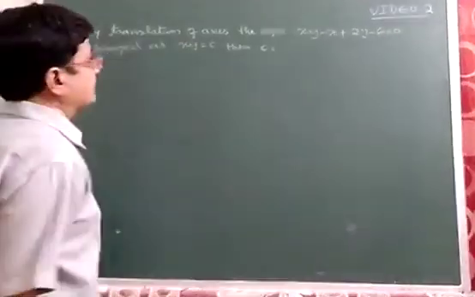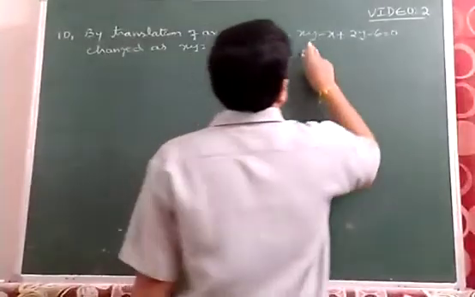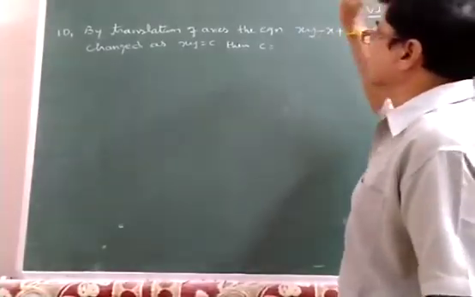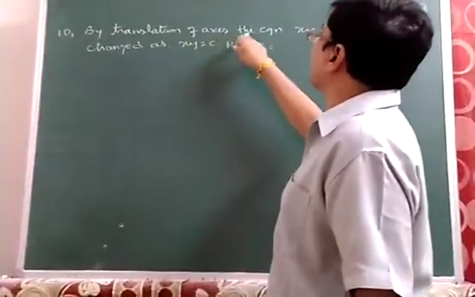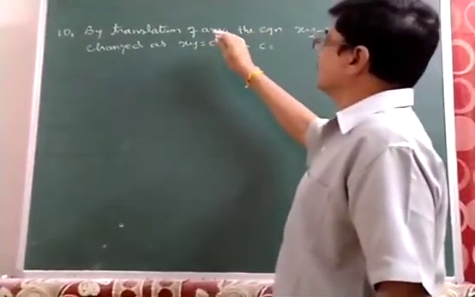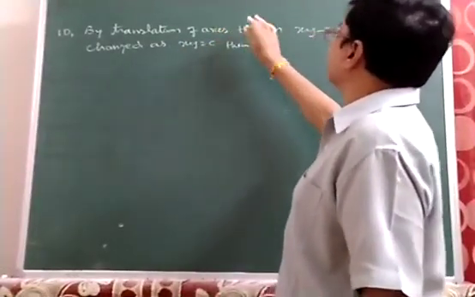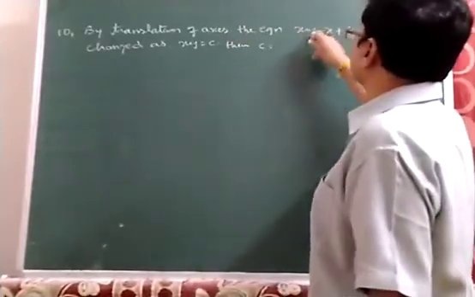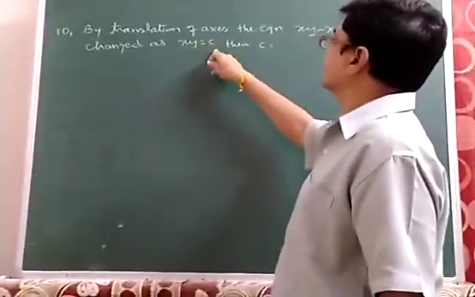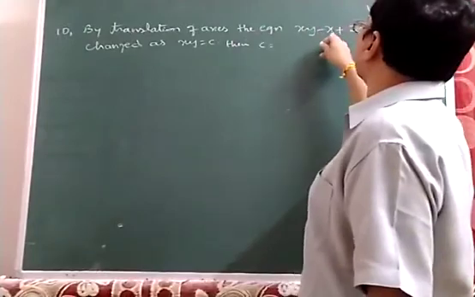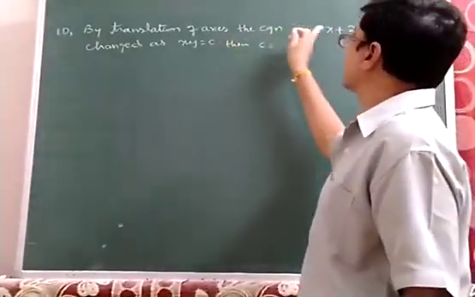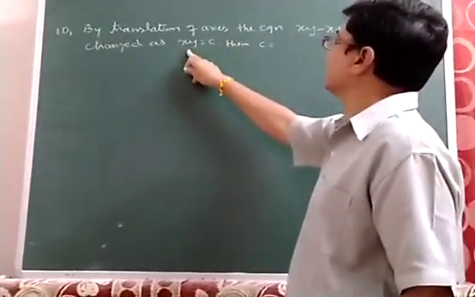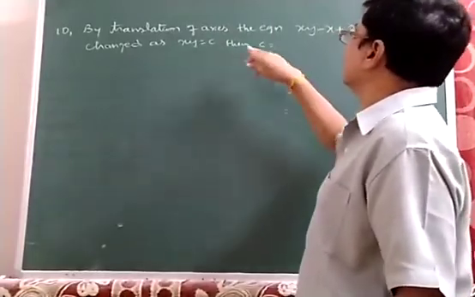10th question. By translation of axes, the equation xy minus x plus 2y minus 6 is equal to 0 changes as xy is equal to c. Then c is equal to? That means the translation of axes: when the origin is shifted to a particular point, the equation changes into xy is equal to 0. That means the first degree terms are removed from this equation. Then we get the transformed equation xy is equal to c.